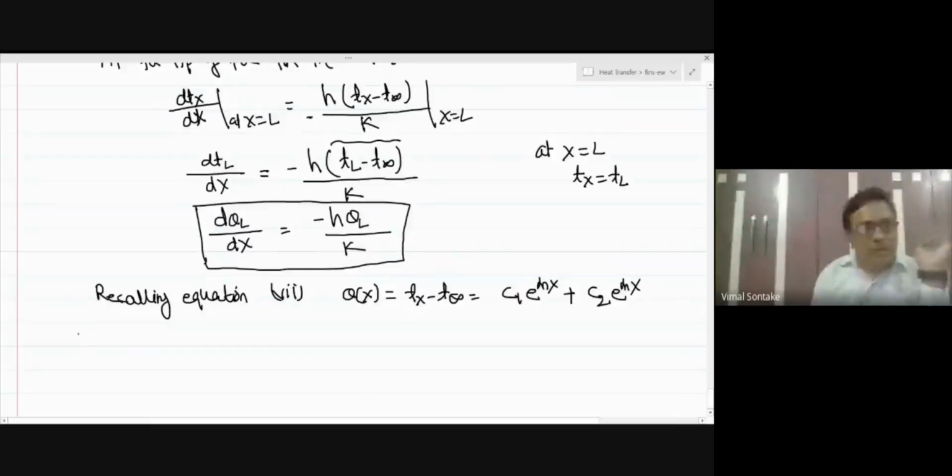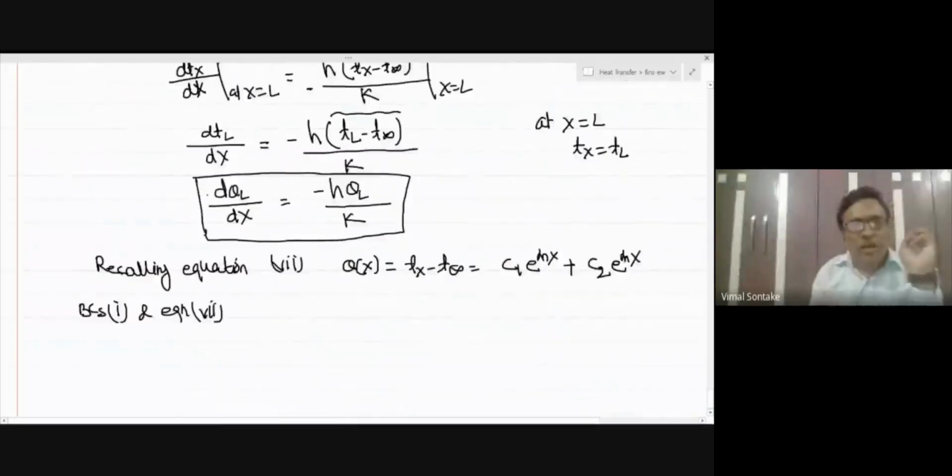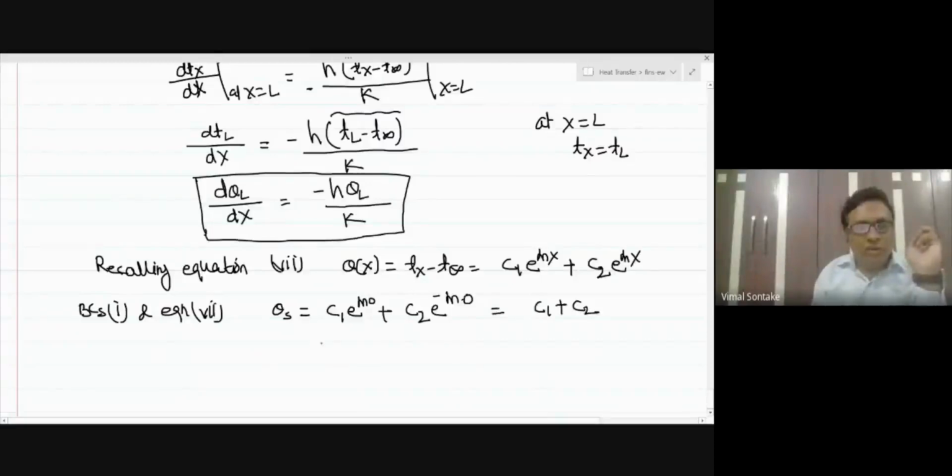So if I put boundary condition 1 into equation 7, what will I get? What is boundary condition number 1? At x equal to 0, theta x is equal to theta s. Here we go. So with boundary condition 1 and equation 7, the left hand side will become theta s and the right hand side will become C1 e to power m into 0, plus C2 e to power minus m into 0, because x is 0. And this will become C1 plus C2, or theta s is equal to C1 plus C2. Let's say this is equation number A.